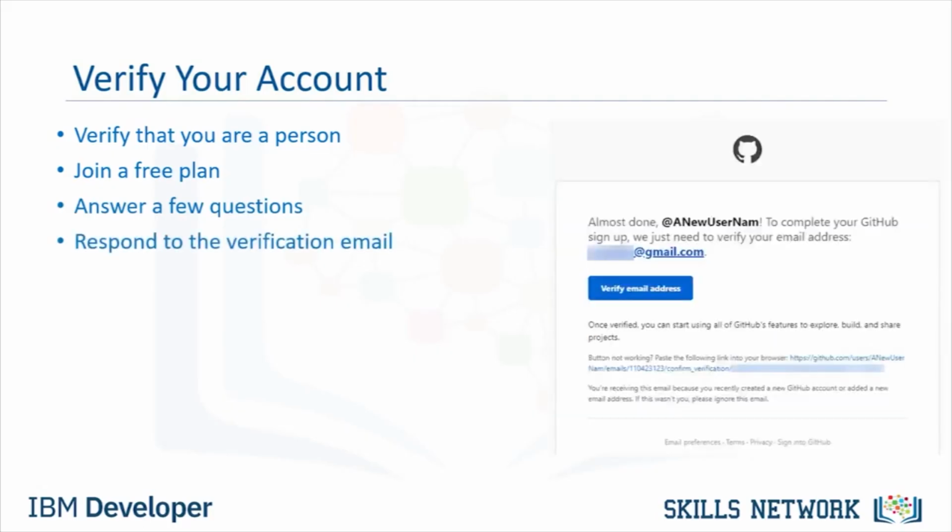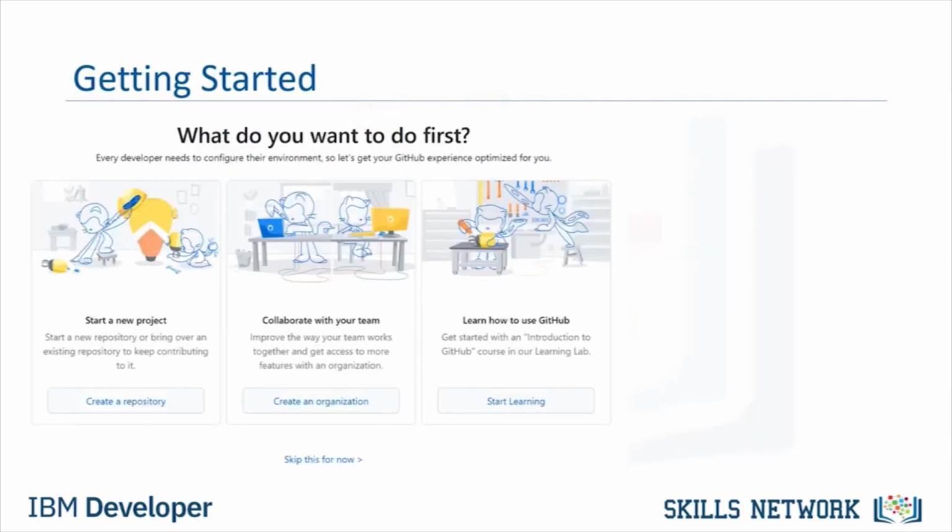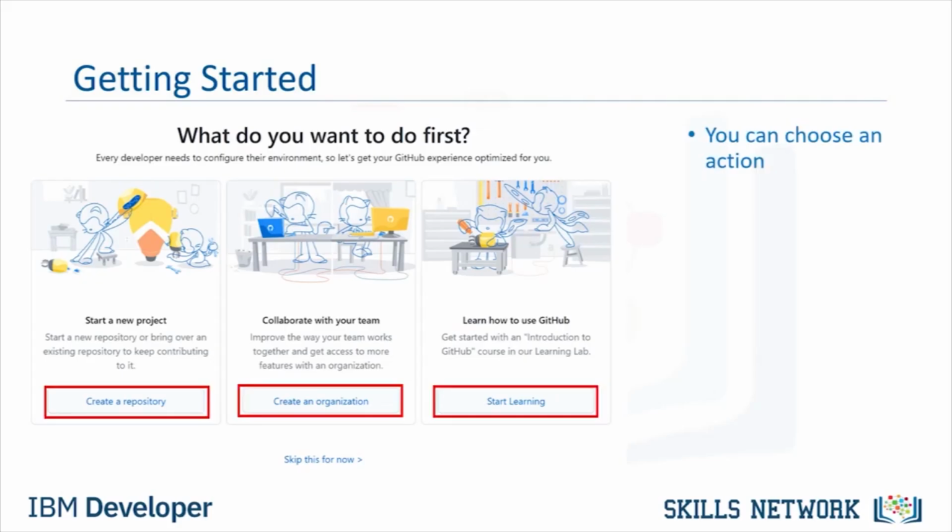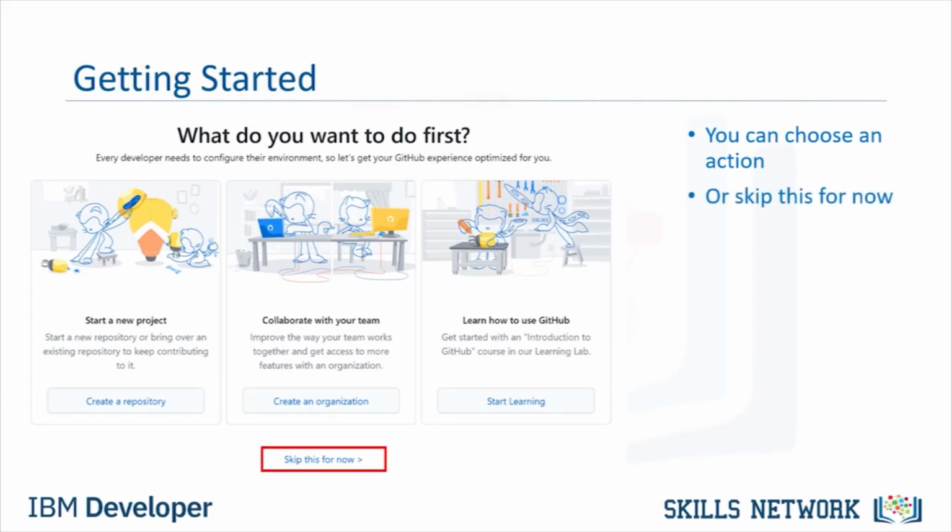Finally, you'll have to respond to an email that you receive which proves that you linked to GitHub from an account that you access. GitHub provides you with some starting points. You can choose to create a repository or an organization, or you can take the Introduction to GitHub course. Remember, a repository is a data structure for storing documents, including application source code, which tracks and maintains version control. An organization is a collection of user accounts that owns repositories. Organizations have one or more owners who have administrative privileges for the organization. Or you can skip this for now and get straight to work.